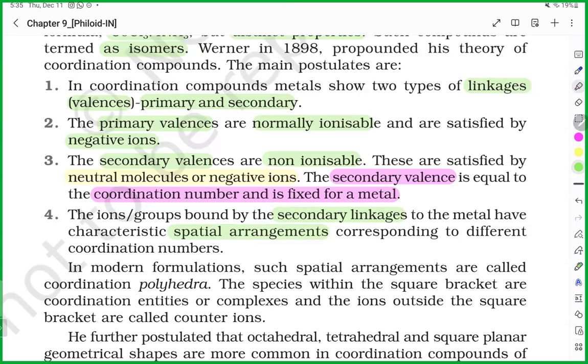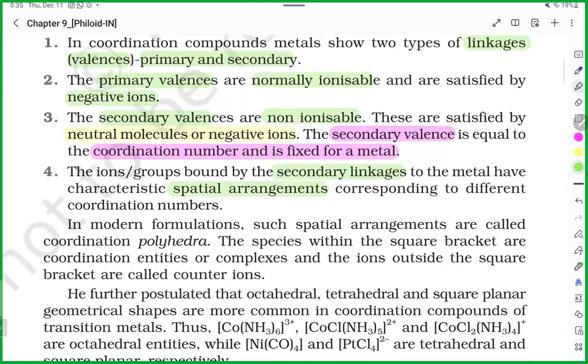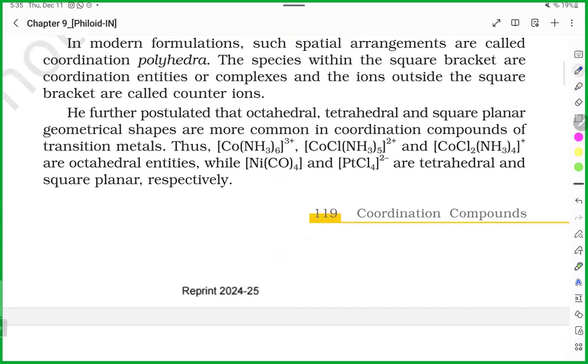What is the meaning of special arrangement? Yes. 3D arrangement. So now tell me the four postulates of Werner's theory.